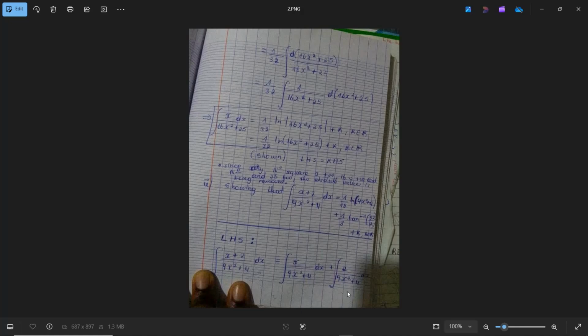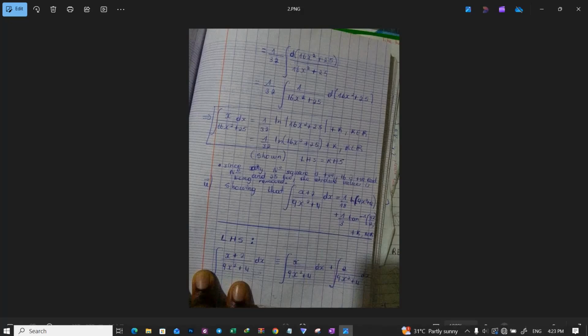I taught you how to justify, how to know the sign of something. This is a quadratic equation. I taught you how to know the sign of a quadratic equation.